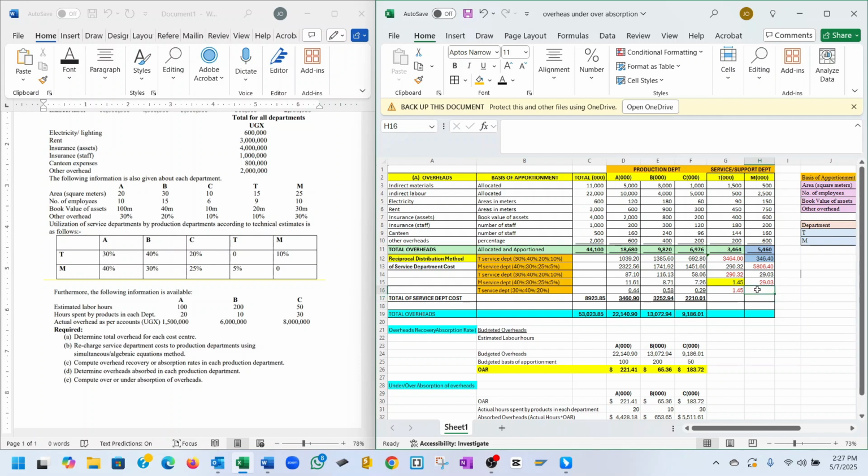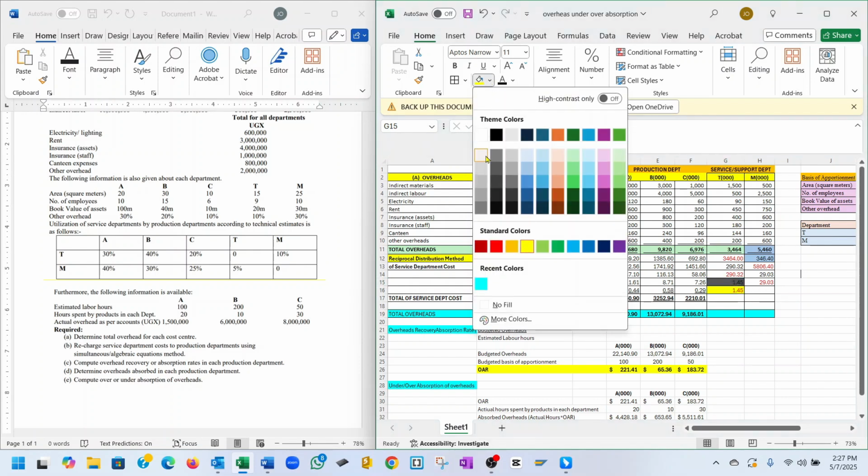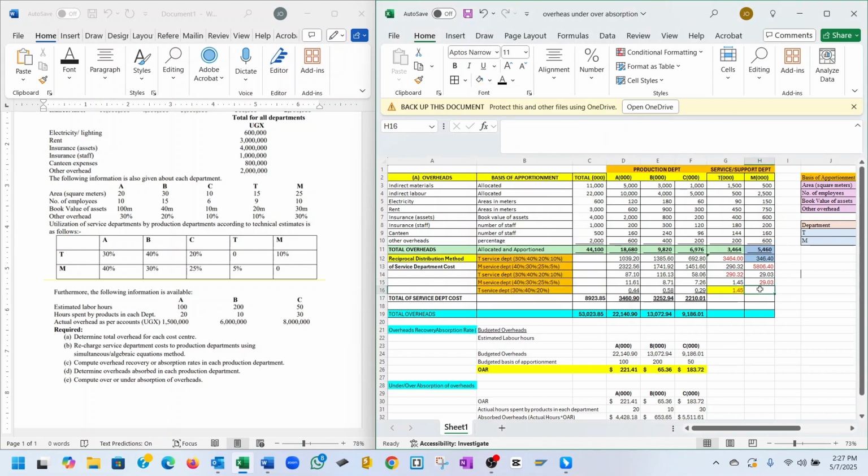So since we are not going to share for M department because the number is very small, we are going to exclude their 10% and use 30%, 40%, and 20%. So 30 over 100 times 1.45. Then 40 over 100 times 1.45, and 20 over 100 times 1.45 will give you 0.29. I hope you get me.